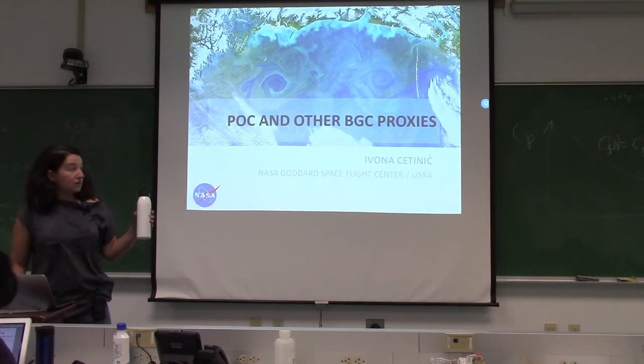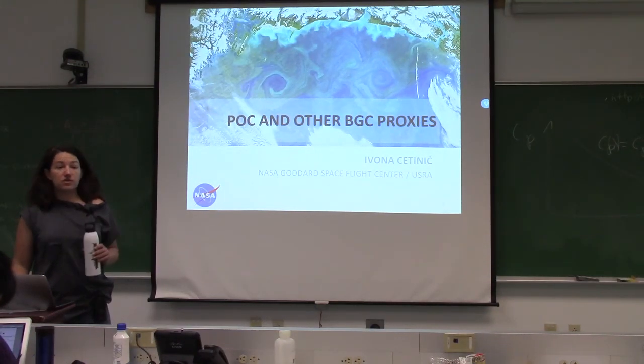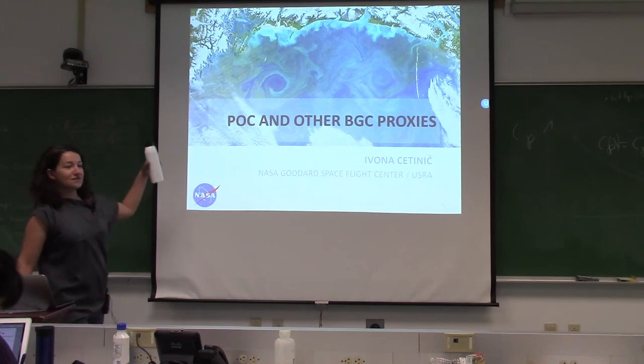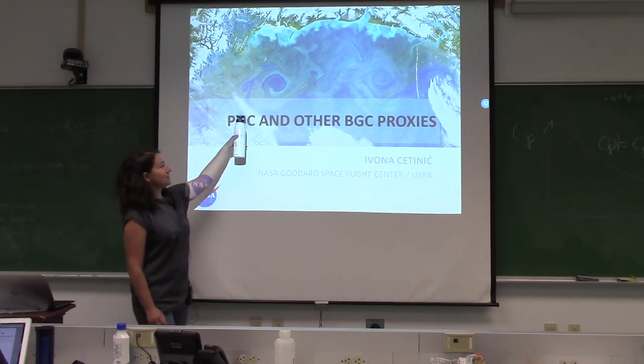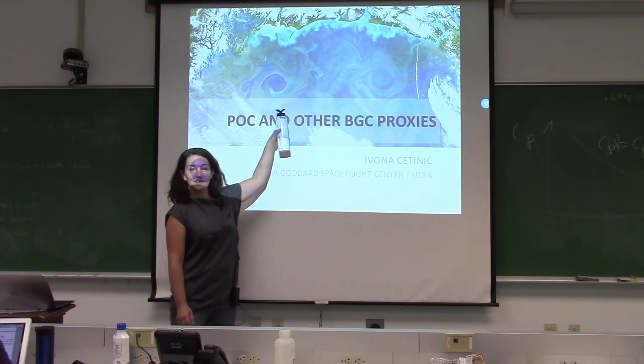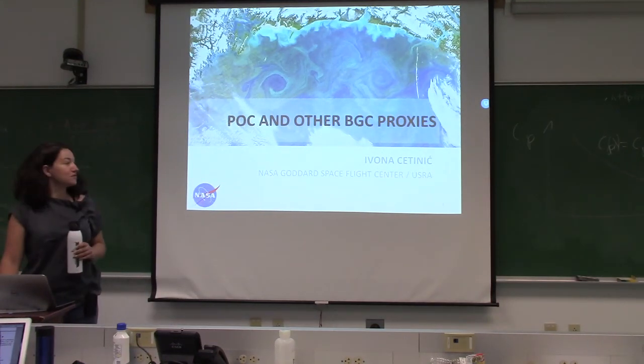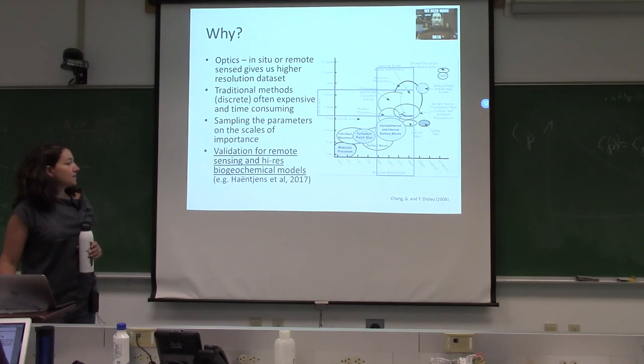So yeah, the title is Carbon and Other Biogeochemical Proxies. I'm going to be using lots of acronyms and will introduce you to them as I go. I just note this satellite image. Doesn't it look like some kind of scary monster with the eyes coming out of it? It's Alaska up there, and really beautiful swirls and twirls that you can see.